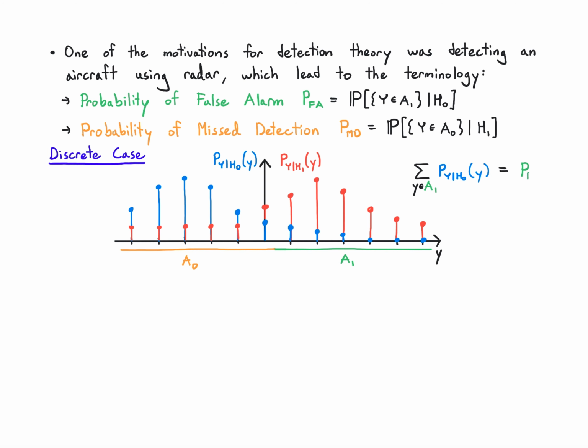So what's the probability of false alarm? I take all of these blue values here that fell into A1 and I add up their probabilities. This is the probability that, in this case, let's say the aircraft is not there, yet I got a positive value of y and I decided it is there. I sum up those probabilities and I get the false alarm probability.